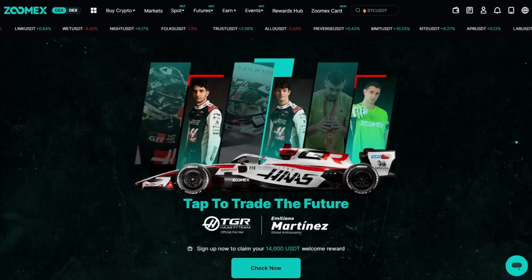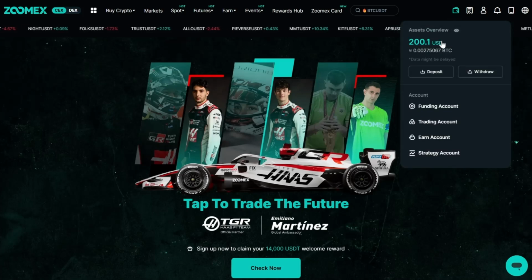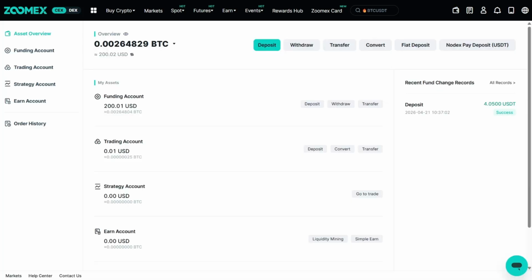To start our Zoomex spot trading tutorial, the first thing we want to do is make sure we have funds in the proper wallet. So let's head up to our wallet, click on our asset overview, and we can see we have 200 USDT in our funding account. We want to transfer these funds to our trading account.